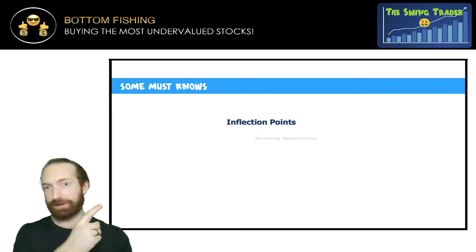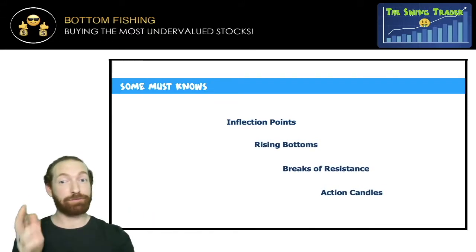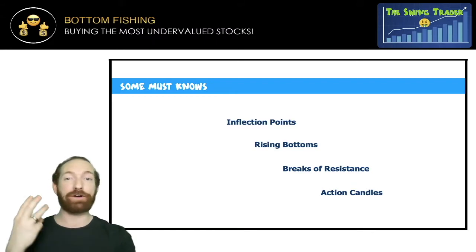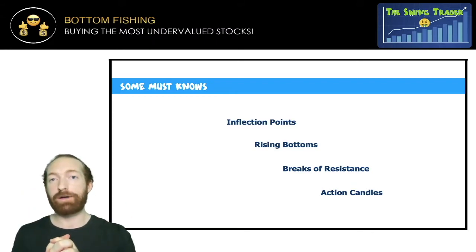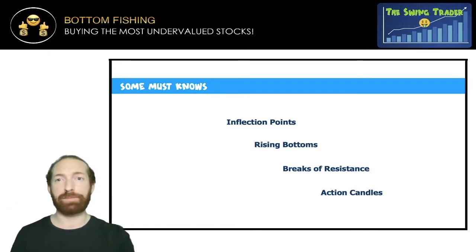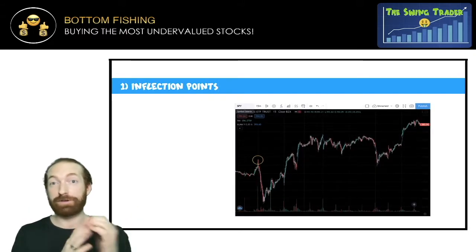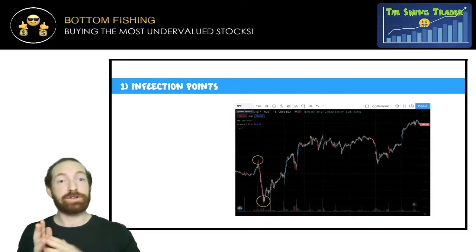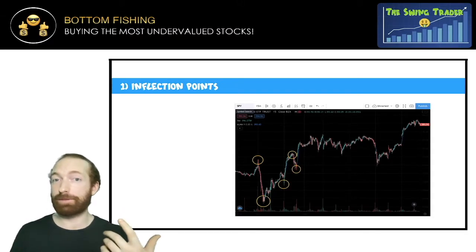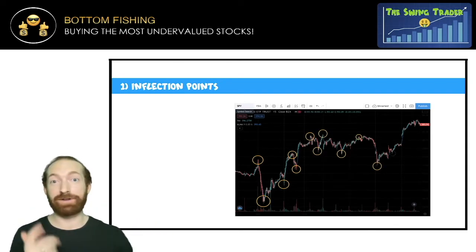We gotta understand inflection points, rising bottoms, breaks of resistance, and action candles. If we want to fully be able to spot, qualify, and act on great bottom fishing opportunities, which of course we do, we gotta understand these. Let's jump into them. Number one, inflection points. These are points when the stock, relative to the chart time frame that you're looking at, switches from up to down or down to up. It's the point when the stock inflects and basically switches direction, as I've shown time and time again over on this chart right here.